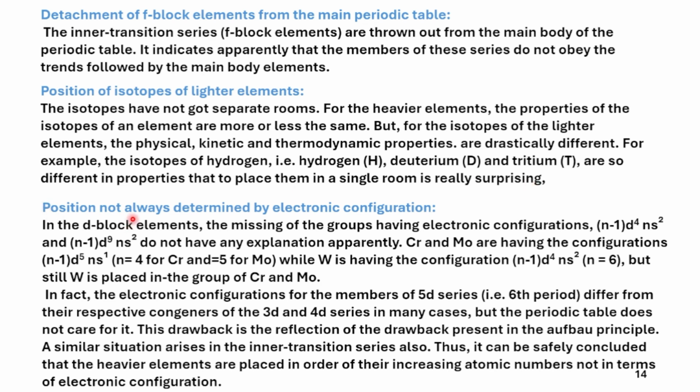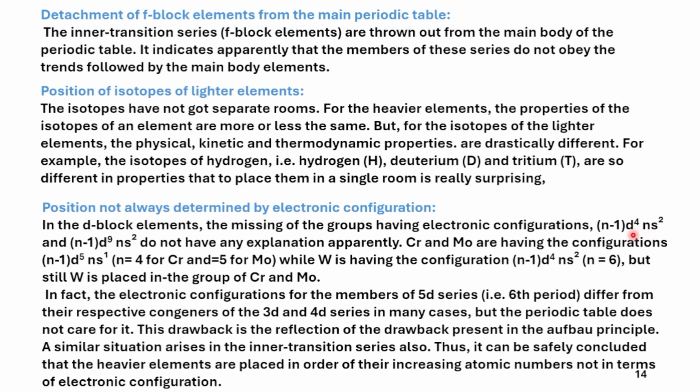Now, position is not always determined by electronic configuration. In the d block elements, the missing of the groups having electronic configuration n-1 d4 ns2 and n-1 d9 ns2 do not have any explanation apparently. So if you see the electronic configurations of the d block elements, you cannot find these electronic configurations.